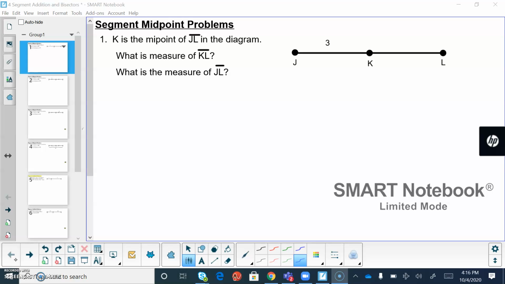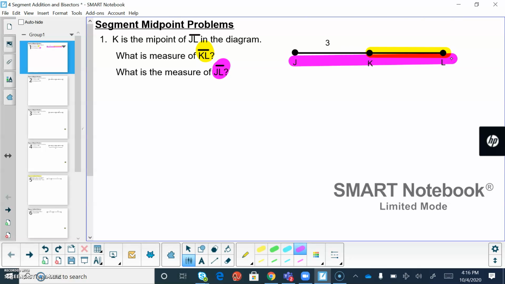It says K is the midpoint of line segment JL in the diagram, and it wants to know what is the measure of the smaller line segment KL, which is this piece, and what is the measure of the entire line segment JL, which is the whole thing. So let's look at the information that they've presented us with and what that actually means and how we can figure this out.